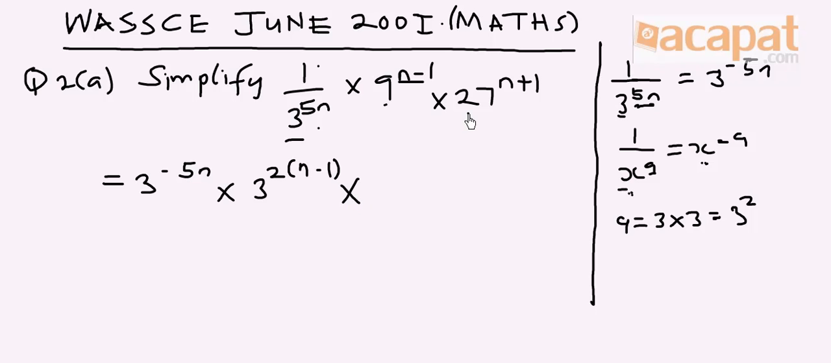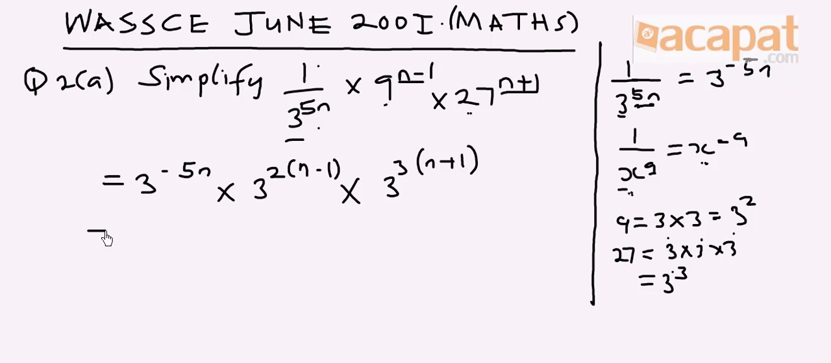Times, this is 27. 27 is equal to 3 times 3 times 3. 3 times 3 is 9, 9 times 3 gives 27. This is equal to 3 raised to the power 3. So in place of 27 here, we have 3 raised to the power 3. We still have our power here, bracket open, n plus 1.